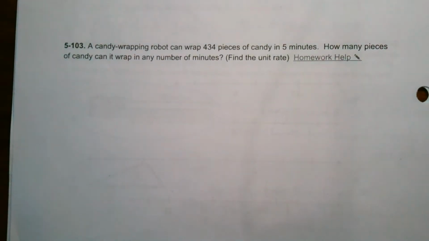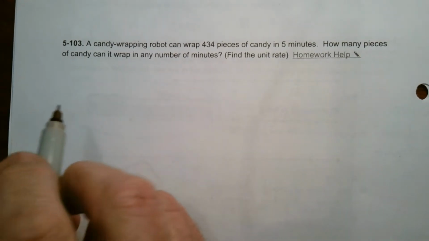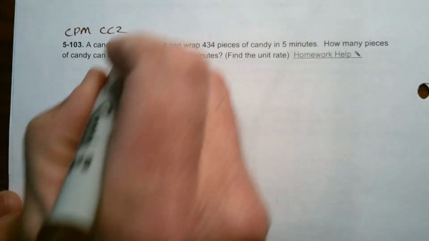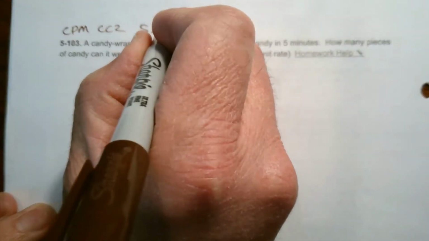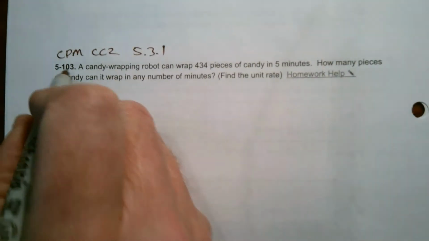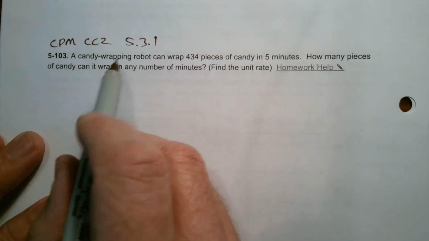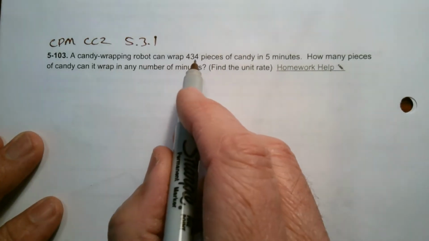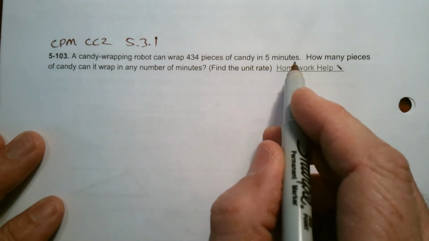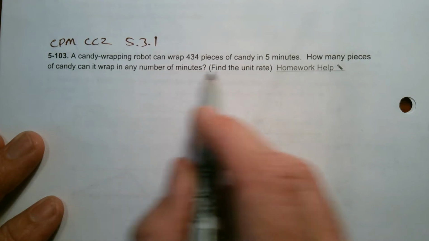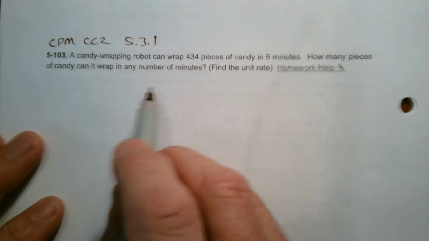We are looking at a ratio and then hopefully finding a unit rate from that. So this is a problem from CPM's course 2, and this is section 5.3.1. Number 5-103 says a candy wrapping robot can wrap 434 pieces of candy in 5 minutes. How many pieces of candy can it wrap in any number of minutes? In other words, find the unit rate.